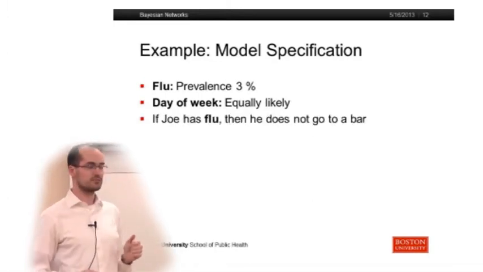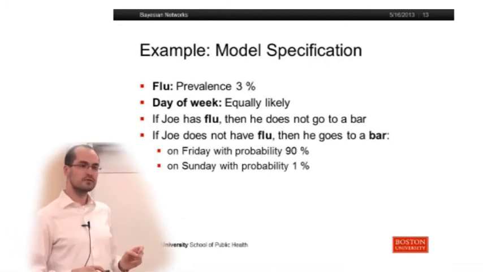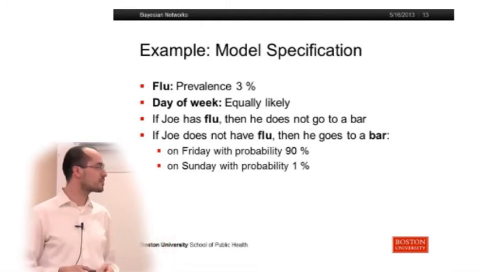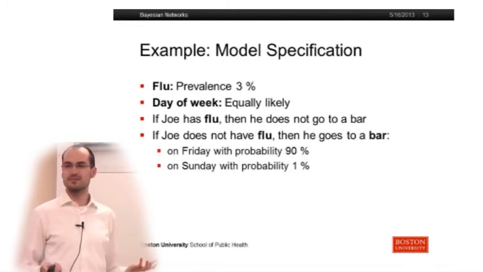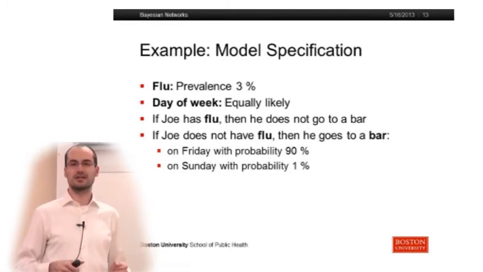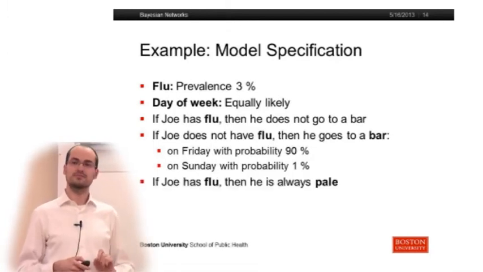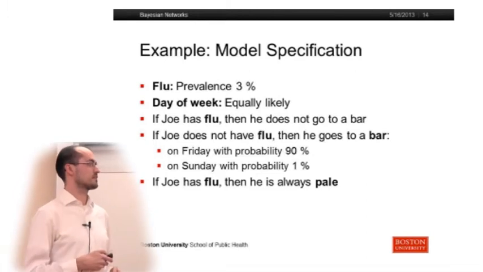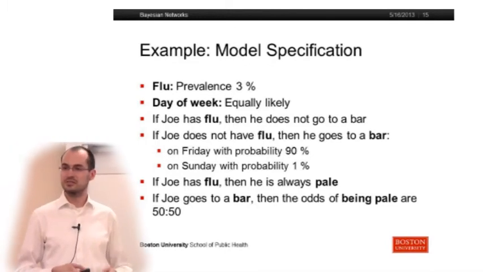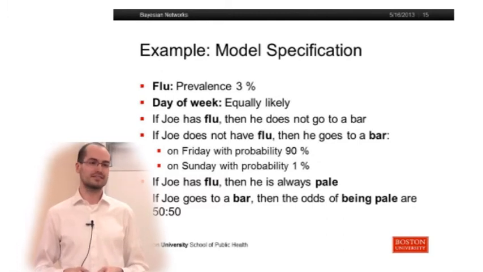We also know that if Joe has flu, he wouldn't go to a bar, he would stay at home. He's responsible. If he doesn't have flu, if it is Friday, there's a 90% chance that he will go to the bar. If it's Sunday, who goes out on Sunday? So there's only a little chance, on some special occasion, that Joe would go to the bar. If he has flu, he will certainly look pale. If he goes to a bar, there's a 50-50 chance, because he's an experienced drinker, that he will be pale the next day.